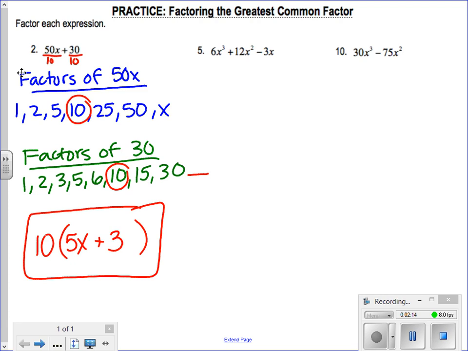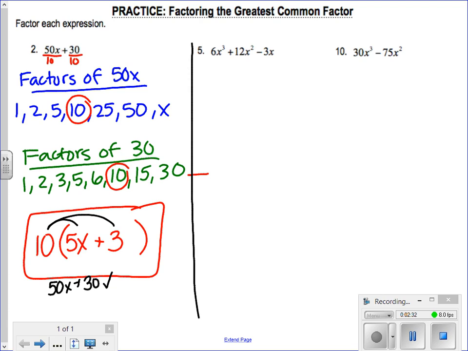If you wanted to check your answer, you can distribute the 10 to both terms inside the parentheses and get that 10 times 5x is 50x, 10 times 3 is 30. That's the same as what we started with up above, so you know you factored correctly.